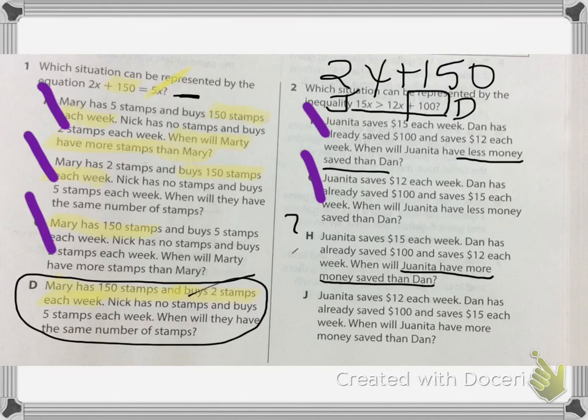Juanita saves $12 each week. Well, I can throw that one out right away because Juanita needs to save $15 and therefore H is my answer.